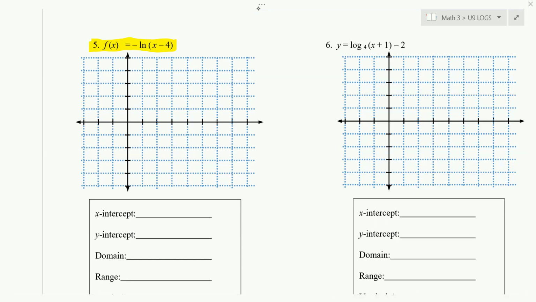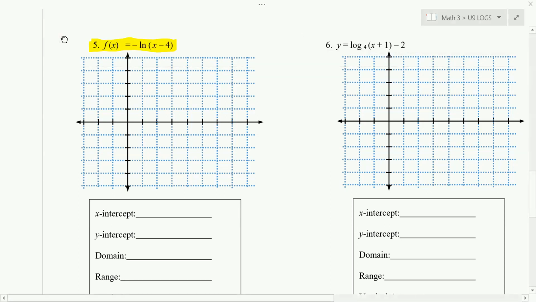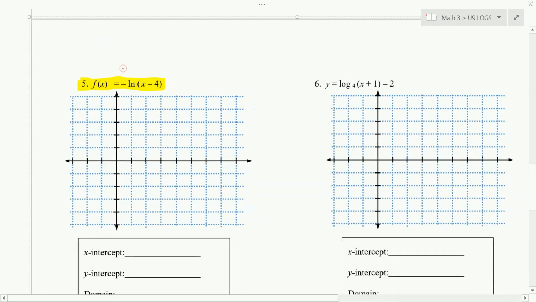In number 5 we have negative natural log of x minus 4. The negative in front is going to reflect the log. The minus 4 is going to move, or translate, everything to the right.